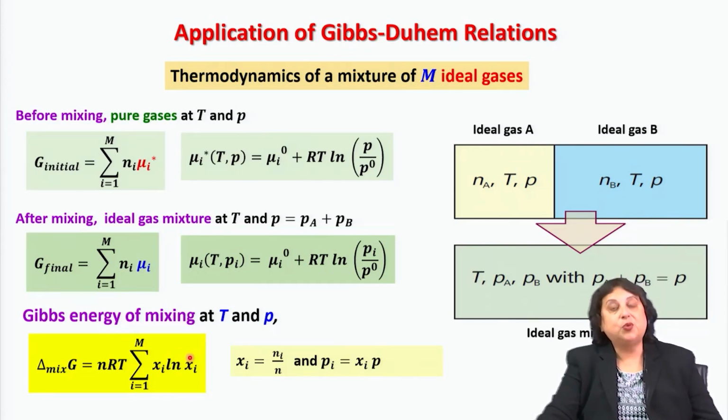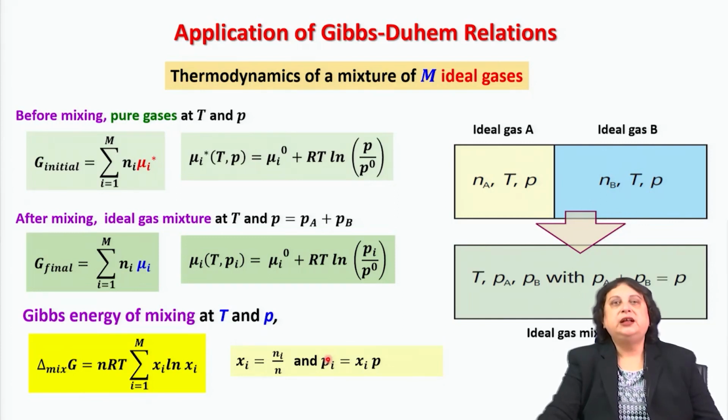So, what is the important quantity that you need to know about the mixture? You need to know what these quantities xi's are for the ith component in the ideal gas mixture. By definition, this is the mole fraction of the ith component in the ideal gas, and by Dalton's law of partial pressures, this mole fraction is related to the partial pressure of the ith component in the mixture, which is present at a total pressure of P.